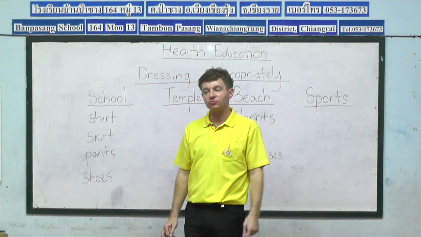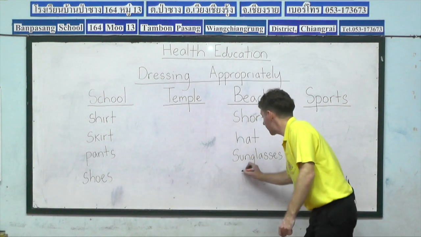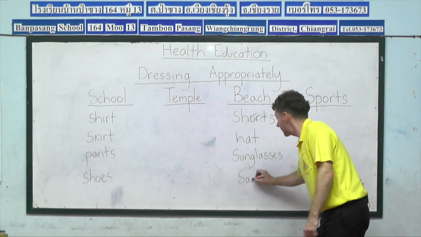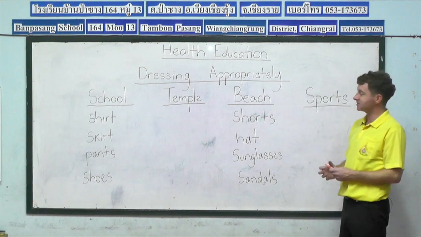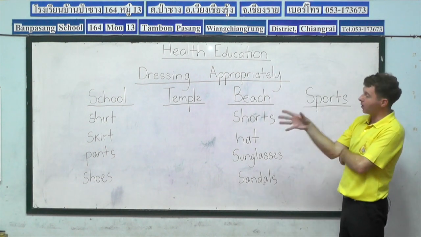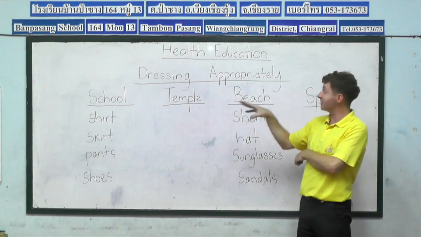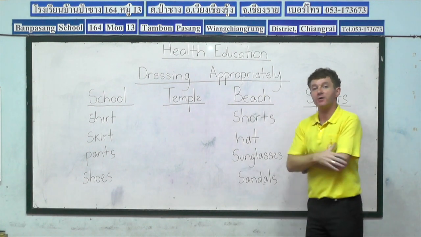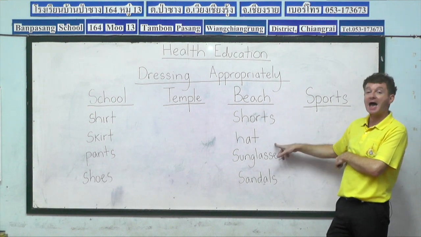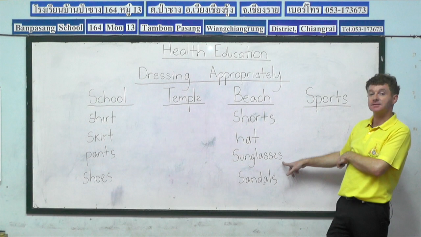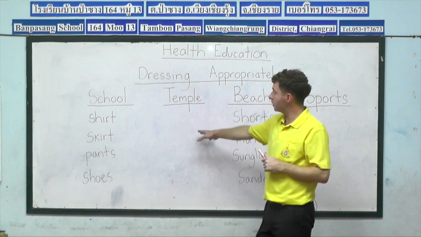Now, when we go to the beach, we need to wear things on our feet to protect them. But they're not shoes. We can wear sandals. Yes. S-A-N-D-A-L-S. So look at the difference between the clothes we've got at school and the clothes we've got at the beach. Can you see the different ways for dressing appropriately? At the beach, we have shorts, hat, sunglasses, sandals.